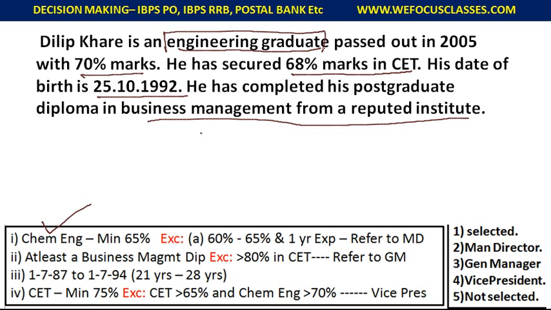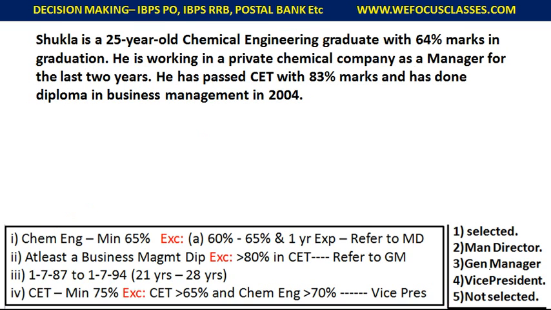What engineering he has done, we don't know. Whether he has done chemical engineering or electrical or computer science or electronics or IT or mechanical engineering, we don't know anything about his engineering graduation. So the information is incomplete. So he won't be getting selected, or the information is incomplete. So the fifth option will be our answer, friends. Directly you can reject here. Now go through the next problem.